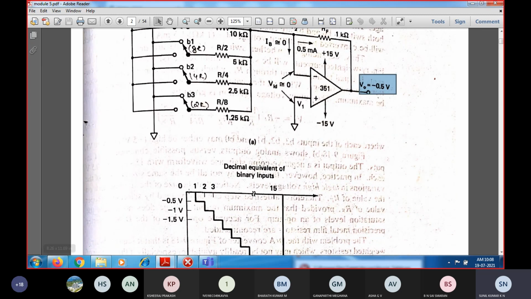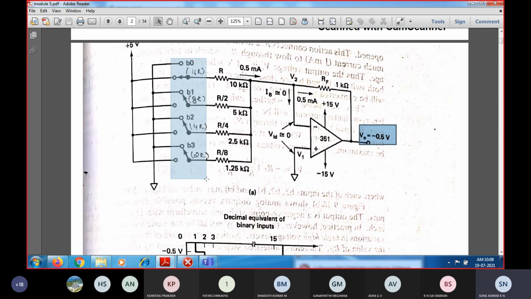So zero output voltage will be obtained when all the bit positions are connected to ground. We know that the bit positions can range from all zeros to all ones, where 1 indicates +5 V and 0 indicates ground. So when all the bits are 0, 0, 0, they are connected to ground, so the output will be 0.